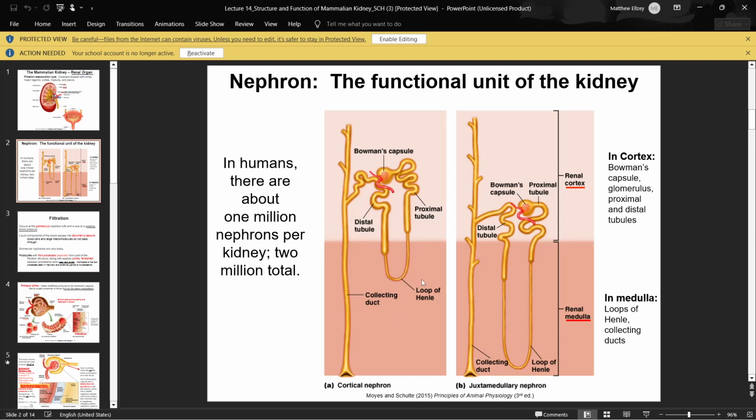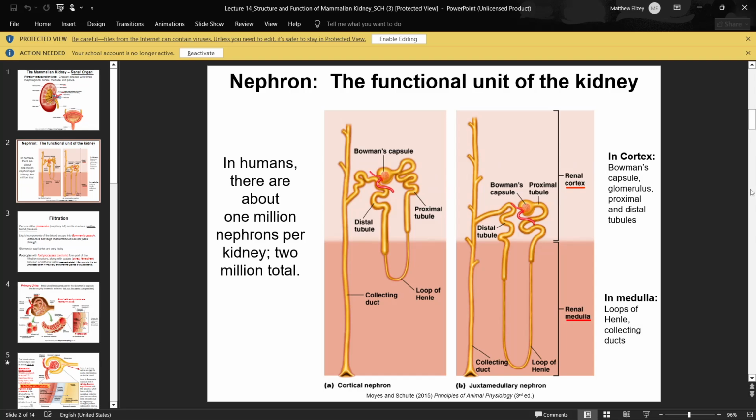So this is a very small scale thing, and it's the combination of millions of these working at once to filter your blood in the kidneys. There are about 2 million total, 1 million per kidney, and here we have this little layout. This is a cortical nephron and a juxtamedullary nephron. For the sake of this introduction, it is not really important to note what type they are, but it is important to note what portions of the nephron are located in what parts of the kidney.